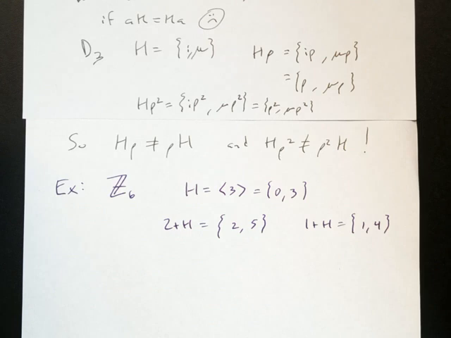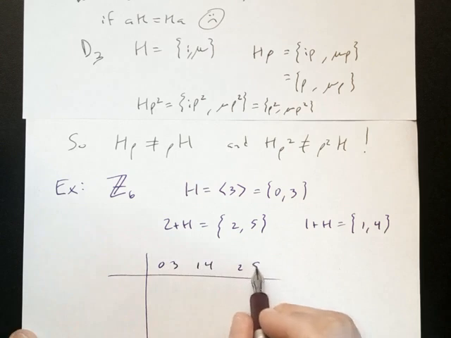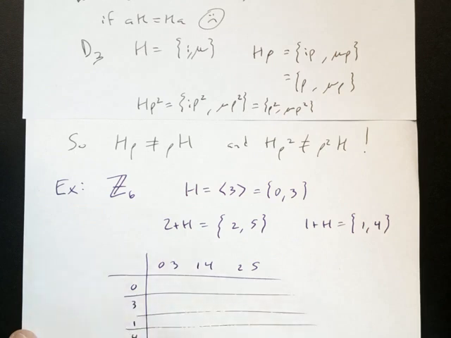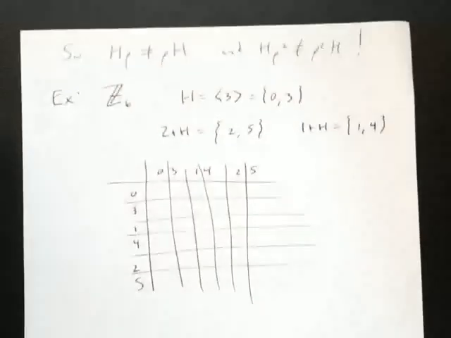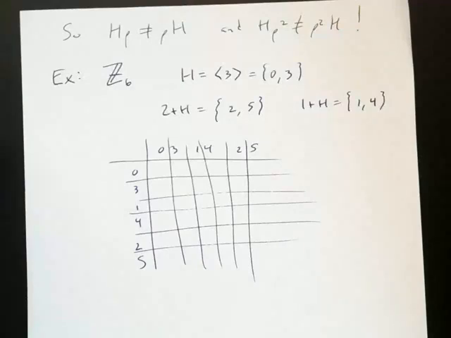I want you to make me the table for Z6. But I don't want you to put the numbers from 0 to 5 in order. I want you to put them in order by coset. I want your table for Z6 to go like this. Now, I'm going to cheat. You don't have to actually do this, because I already did it for you. So I'm going to save you a little bit of time.